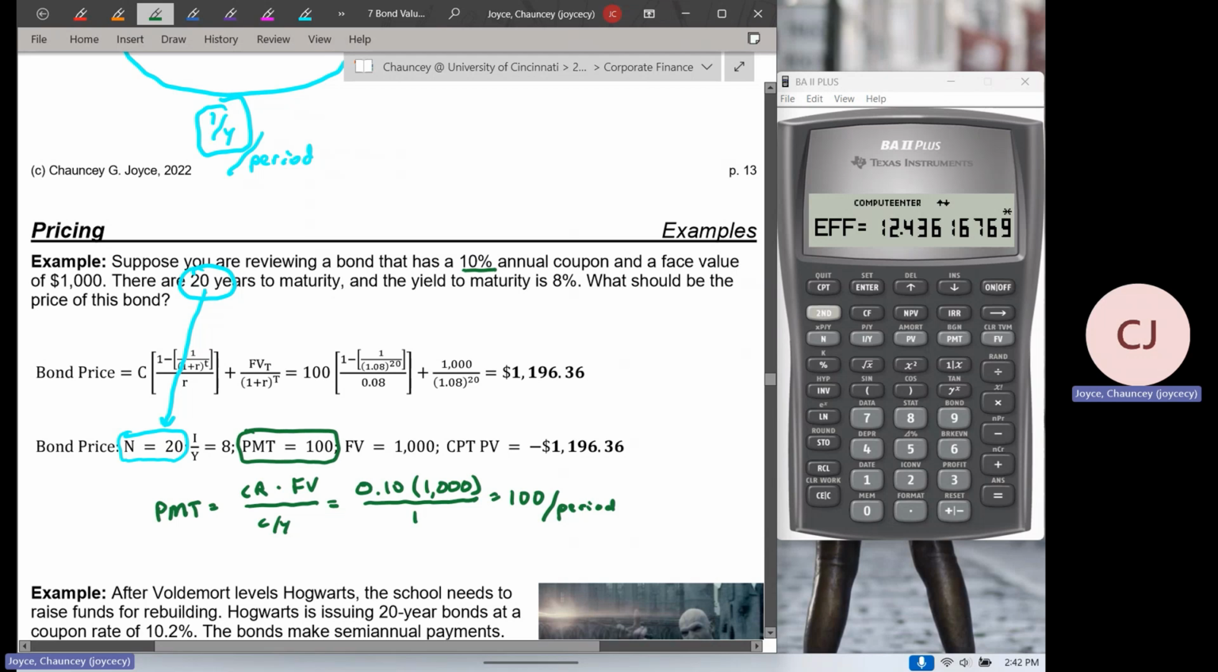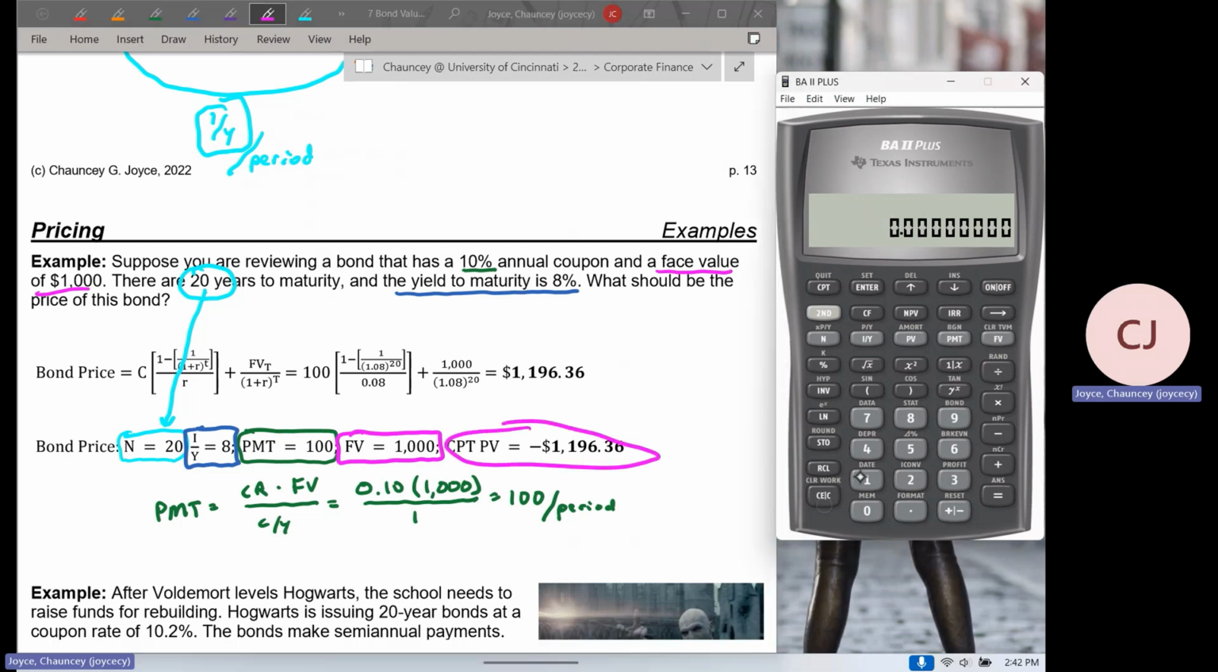Yield to maturity, no adjustment needed there. Yield to maturity was given at 8%, so that's just 8. Remember, your financial calculator knows that that's a percent. Face value is 1,000. Par value there, 1,000. The only variable we don't have is what we're computing for, the price. And let me show you how to do that. So clear out of here, 20, and then N periods, 8 yield to maturity per period, 100 coupon payment, PMT, 1,000 FV, future value, and then we're going to compute for the present value.